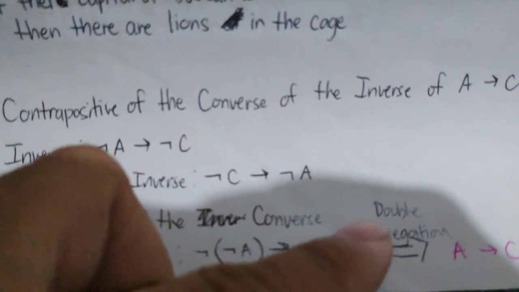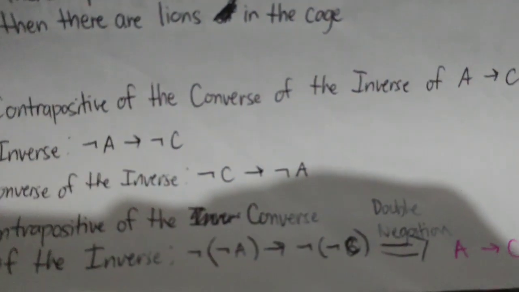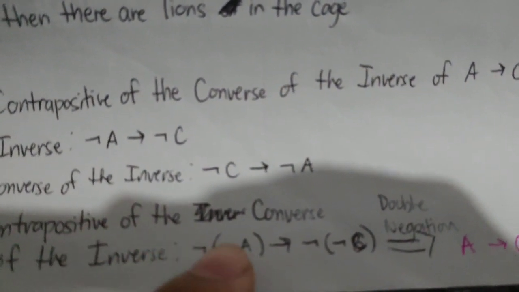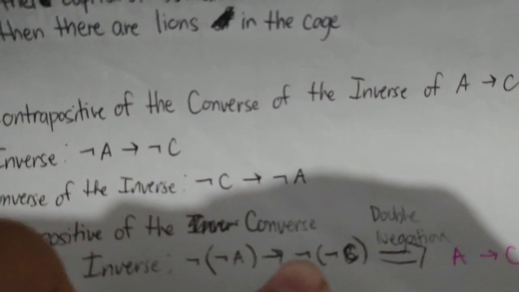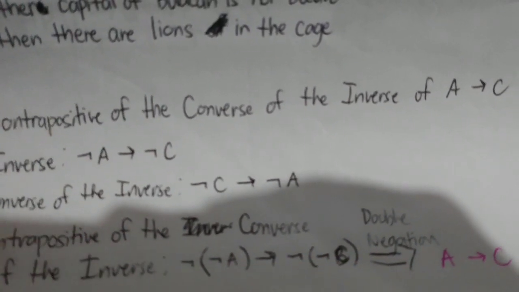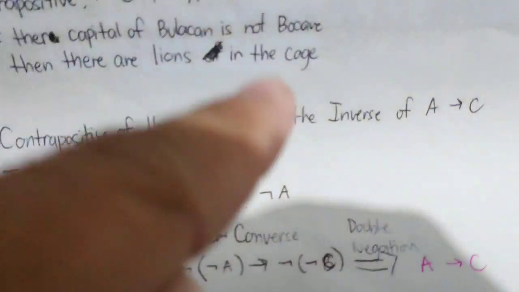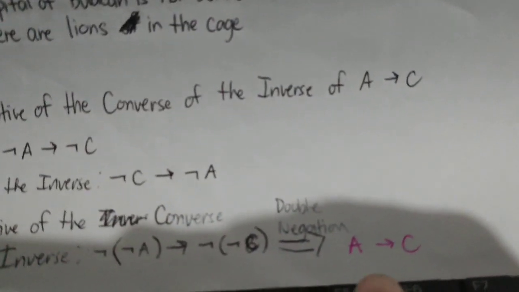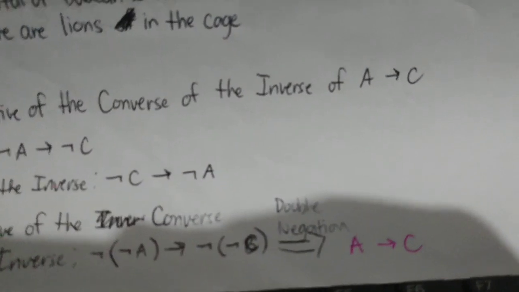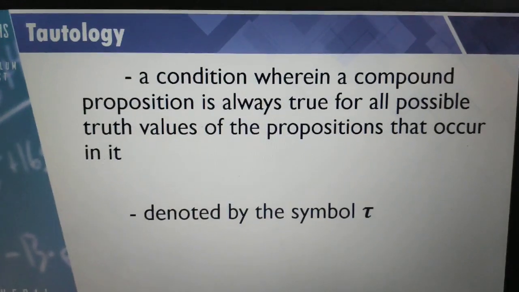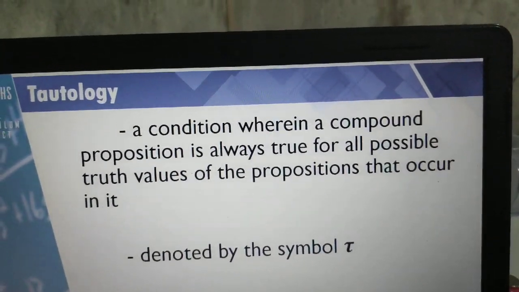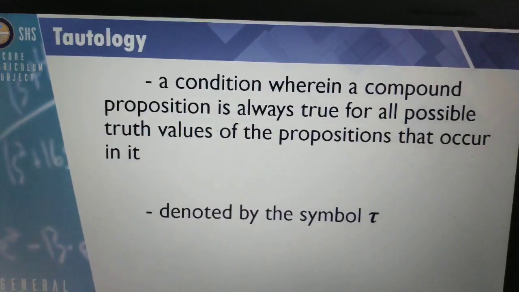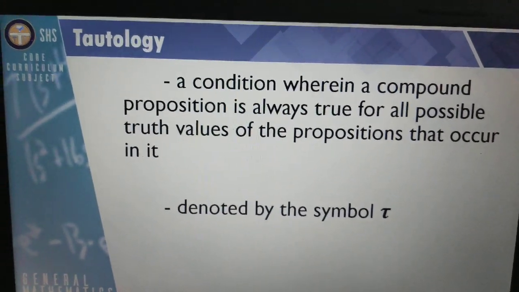Now, applying the double negation law in logic, it's like negative times negative, you will have positive. So the contrapositive of the converse of the inverse of A implies C is simply the original statement. We will now be moving to the actual lesson about tautology, contradiction, and contingency.